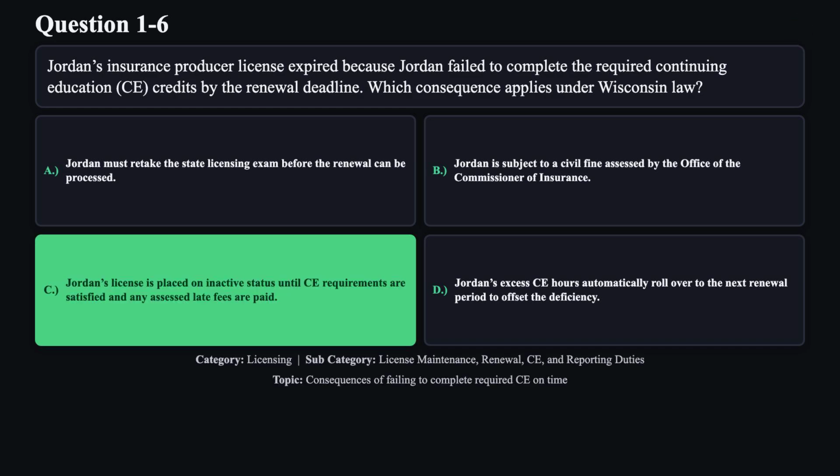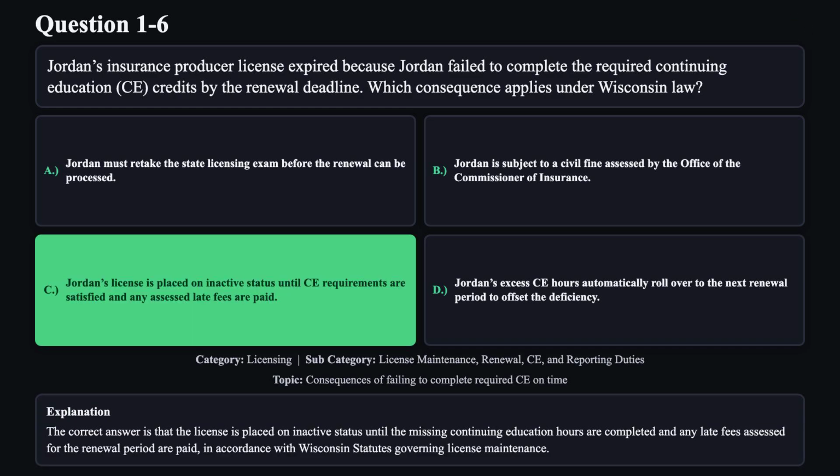The correct answer is C. The correct answer is that the license is placed on inactive status until the missing continuing education hours are completed, and any late fees assessed for the renewal period are paid in accordance with Wisconsin statutes governing license maintenance.